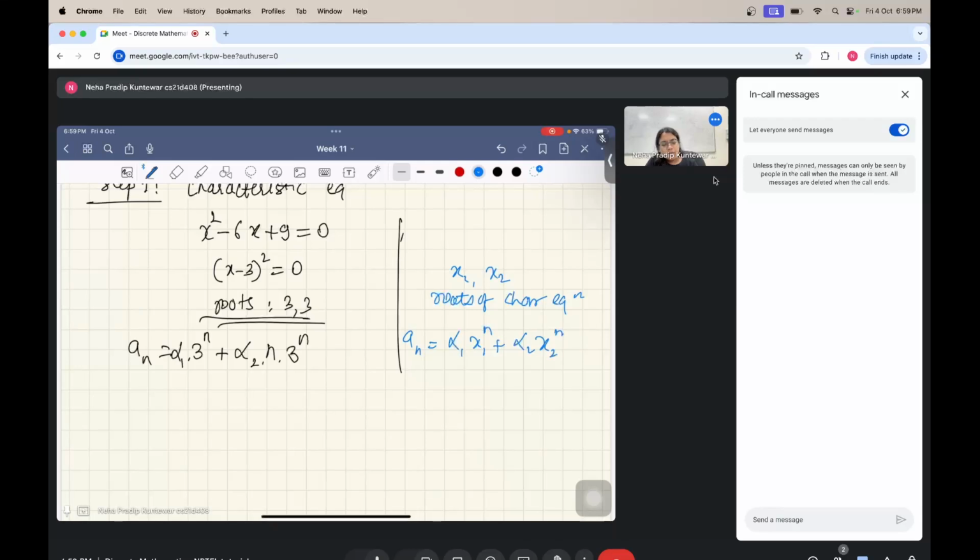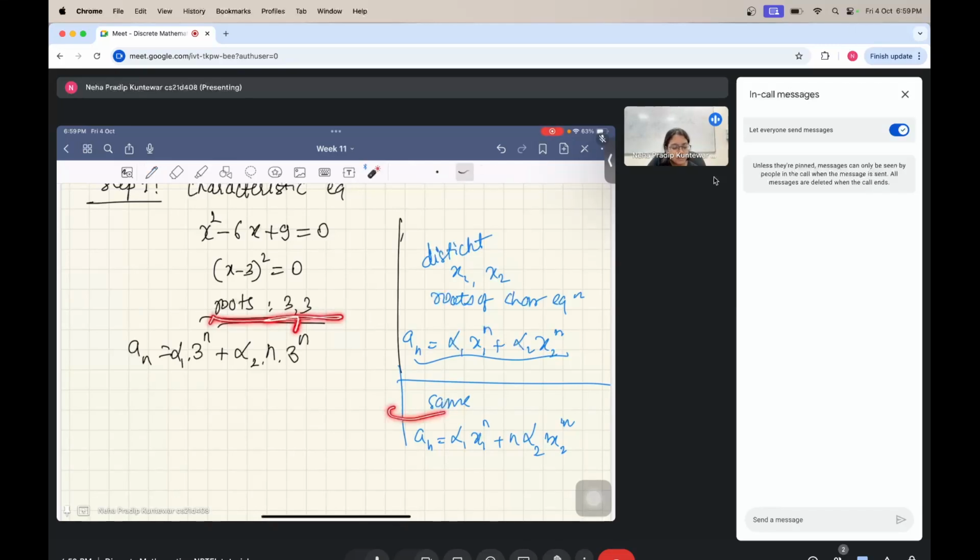But this is when x1, x2 are distinct, and therefore you can write like this. If they are the same, then the nth term has a factor of n in the other expression. So in this case we have the same roots, therefore we are in the second case, and therefore you have this extra n term here. Now the question is, what is the value of this alpha 1, alpha 2?